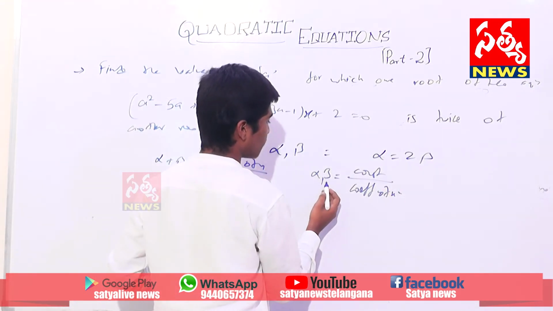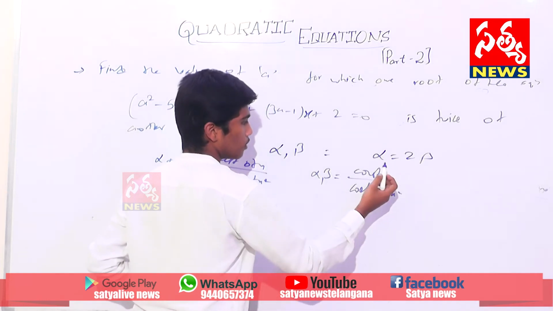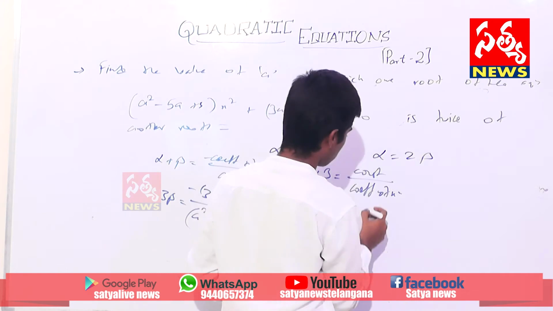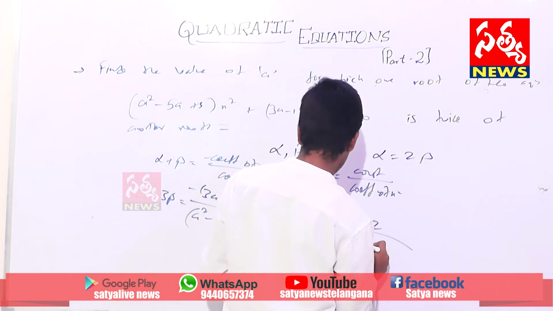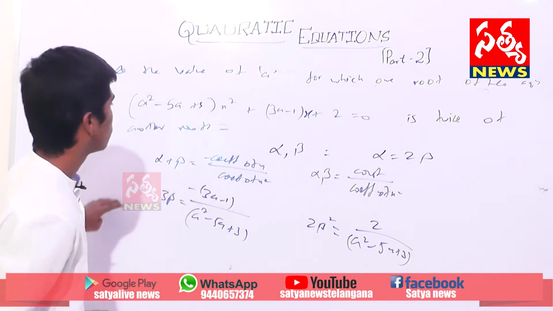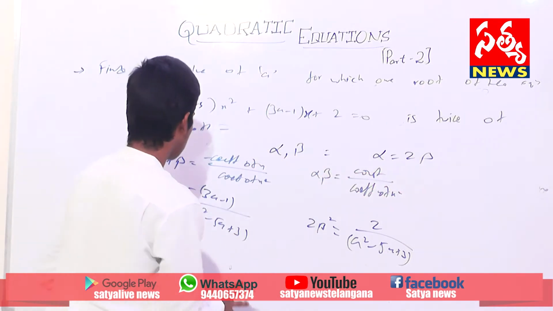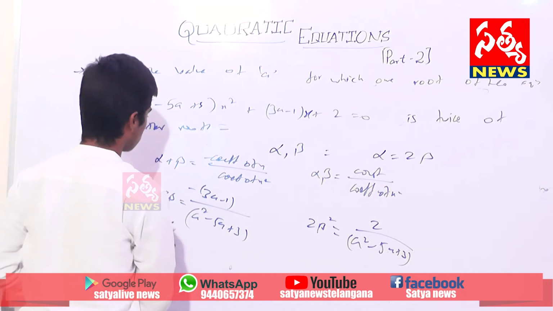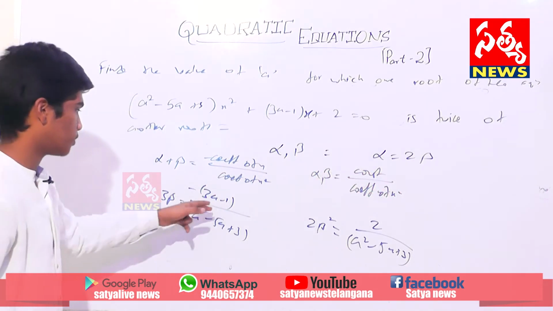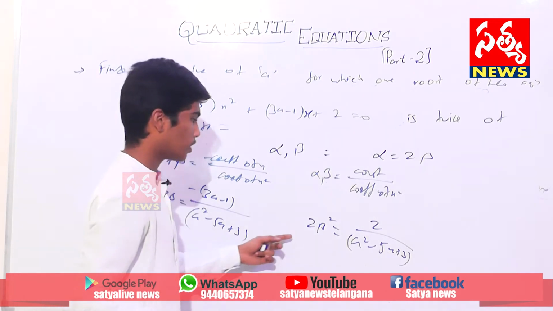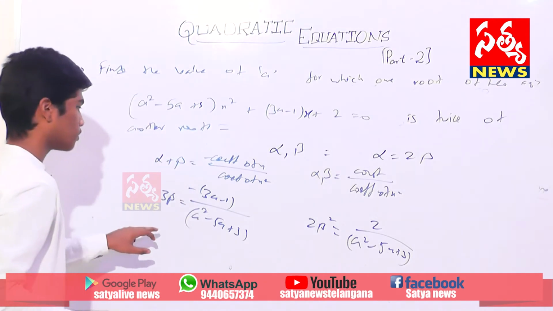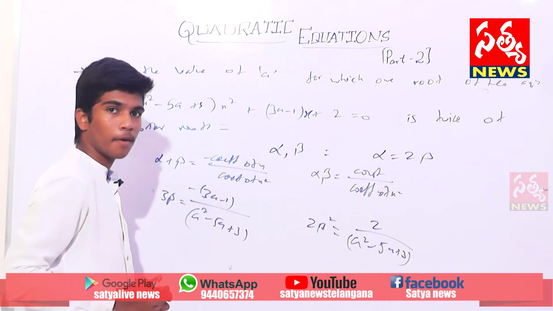So 3 beta = -(3a - 1)/(a^2 - 5a + 3), and similarly alpha times beta: alpha is 2 beta, so 2 beta^2 = constant, which is 2, by a^2 - 5a + 3. Now forget about this. We got these equations: 3 beta = -(3a - 1)/(a^2 - 5a + 3), and 2 beta^2 = 2/(a^2 - 5a + 3). Now we have to cancel this beta so that we can find the value of a.